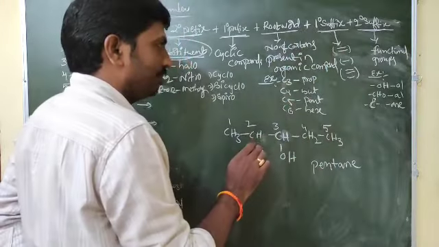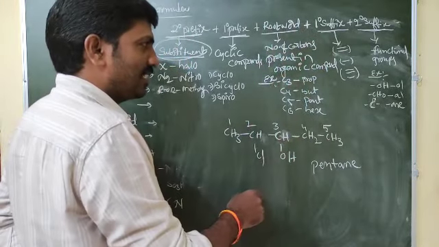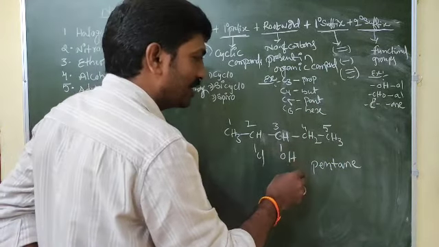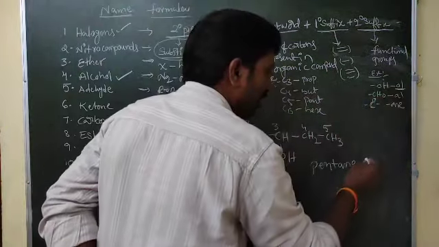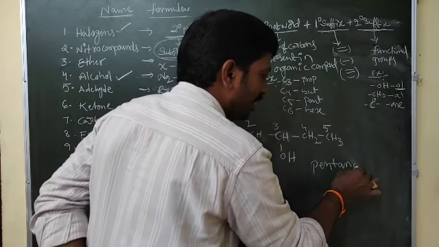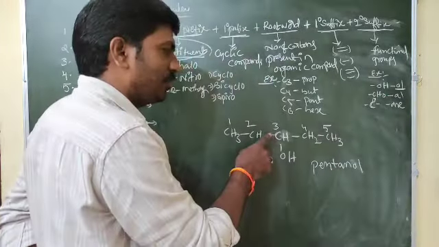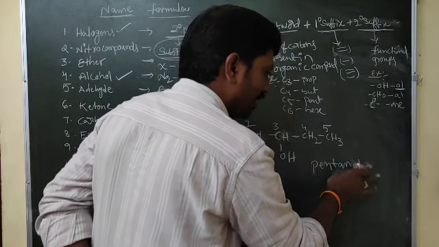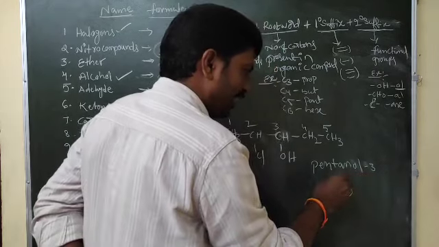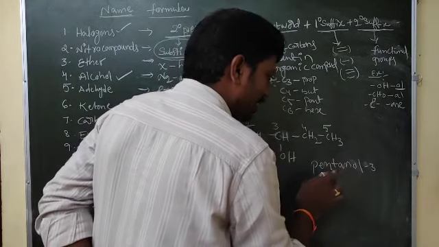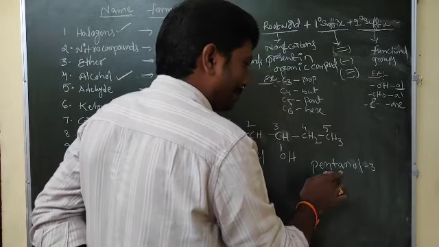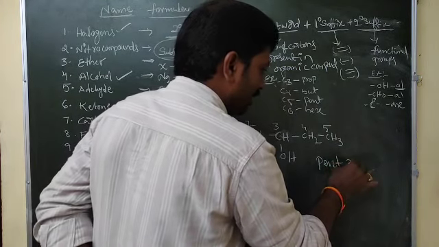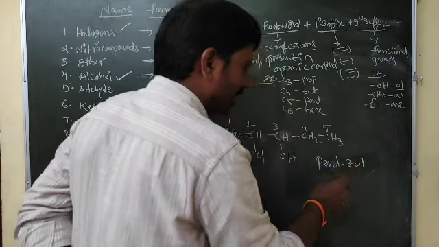These two are completed. Next, the secondary suffix we need to write last. Which is the functional group here? Alcohol. Alcohol means OL instead of E. Pentanol. Which position? Pent-3-ol, pent-3-ol.